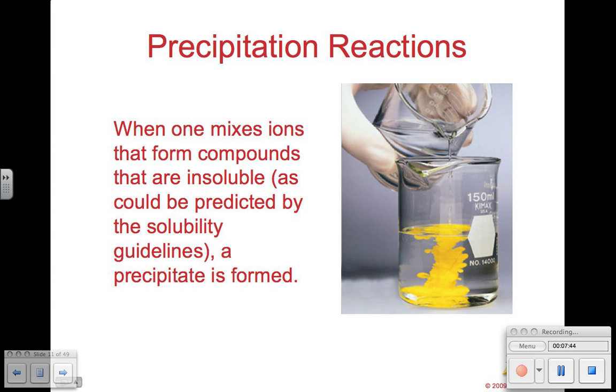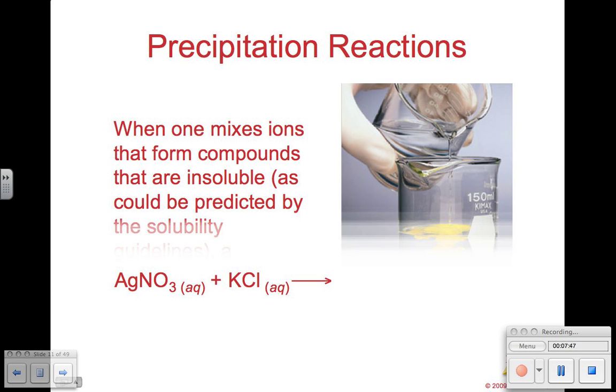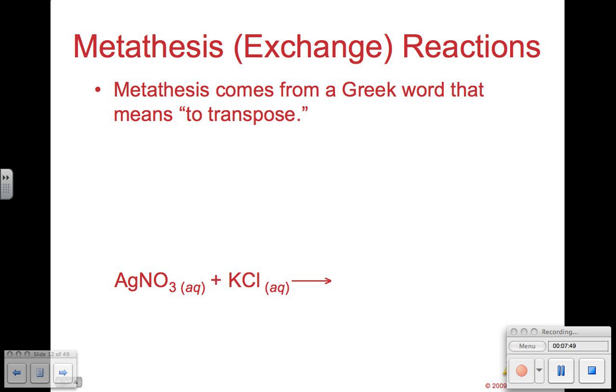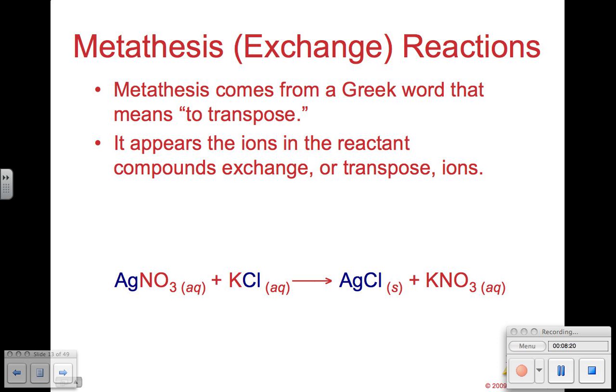You can use the solubility guidelines from the previous slide to predict what type of product is going to form if you know what's coming together. You will definitely do this at some point as we go along in this course. An exchange reaction, which in this case is also called a double replacement reaction, is in this textbook called a metathesis. It comes from the Greek word that means to transpose.